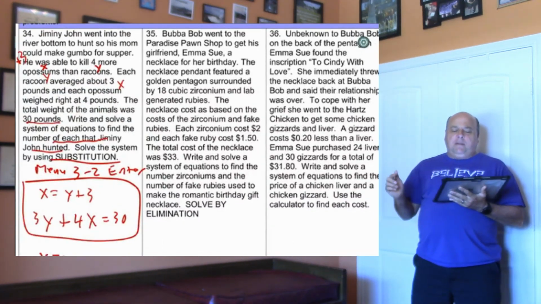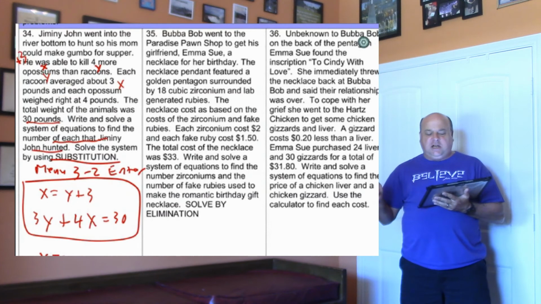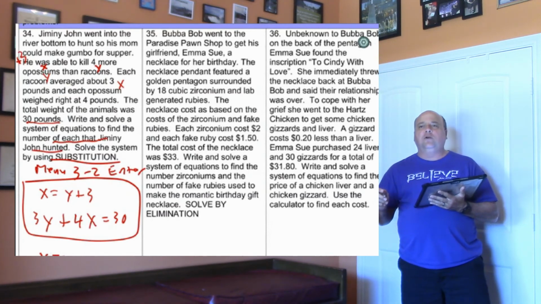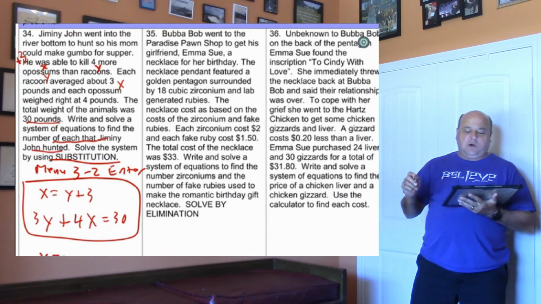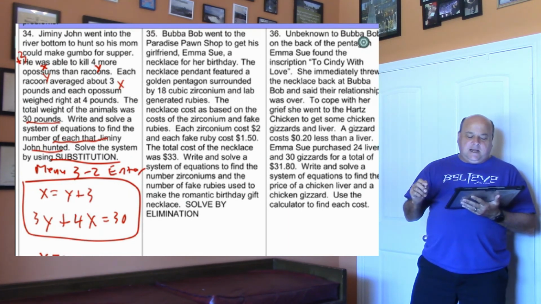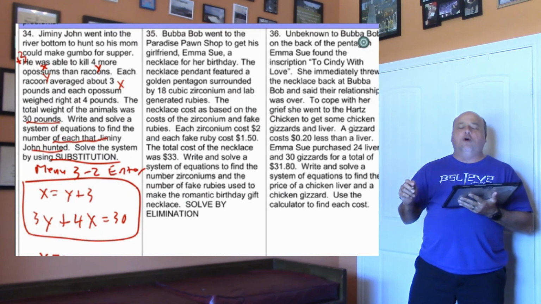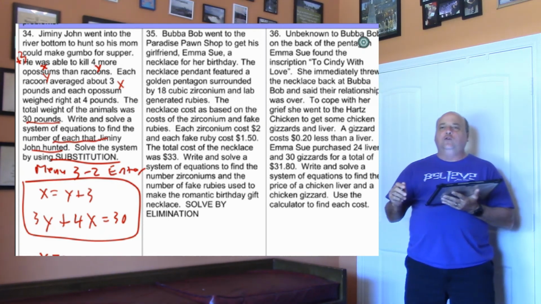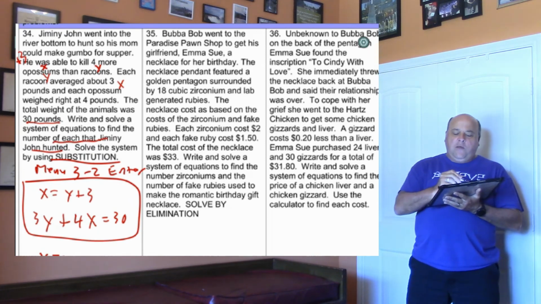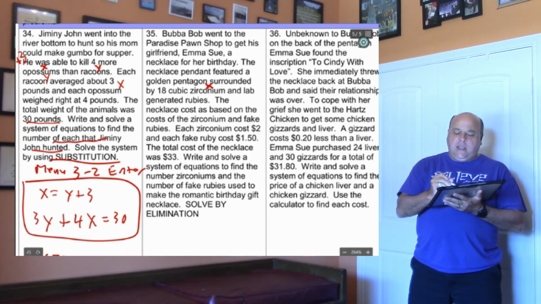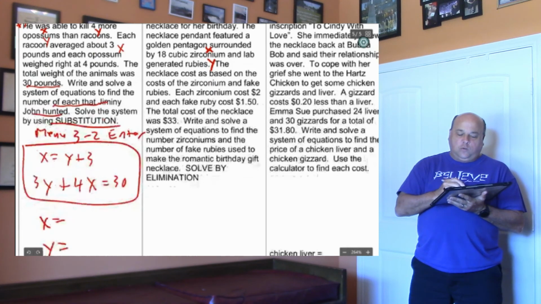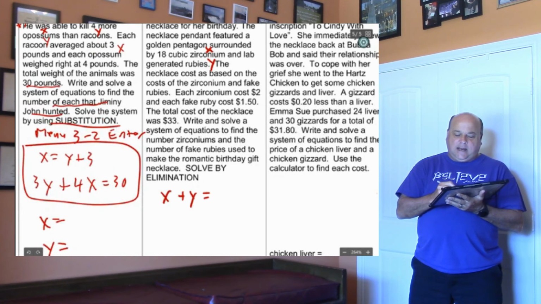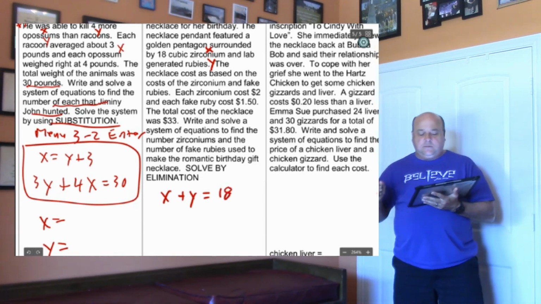Let's go to the next one. Bubba Bob went to Paradise Pawn Shop to get his girlfriend Emma Sue a necklace for her birthday. He's splurging. The necklace featured a golden pentagon, surrounded by 18 cubic zirconium and lab-generated rubies. Okay, so let's make the zirconium x and the rubies y. So we know that we have x plus y equals 18. Okay, so we have a total number of 18 zirconium and rubies, okay?